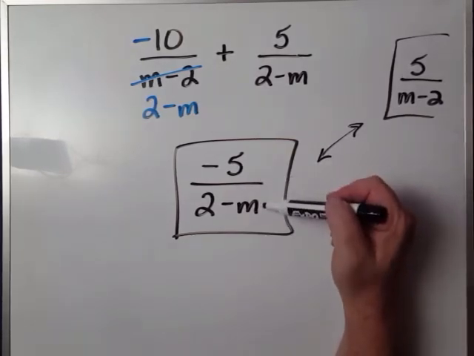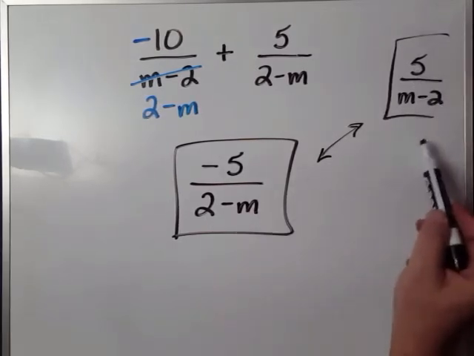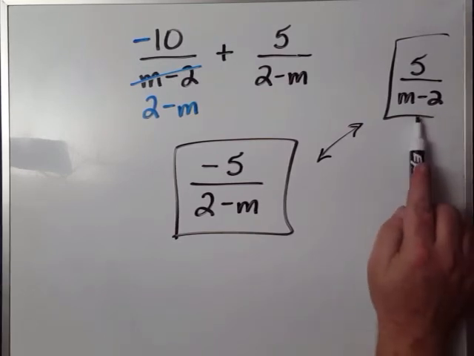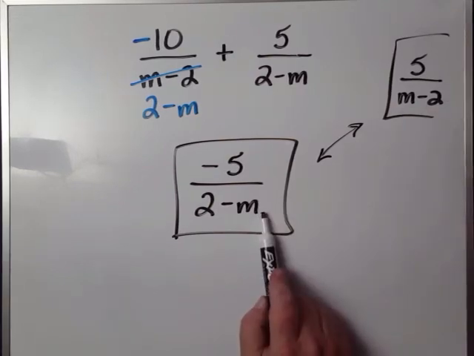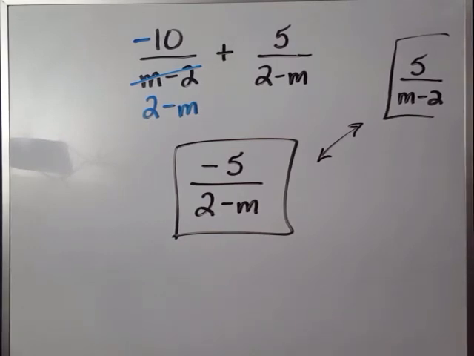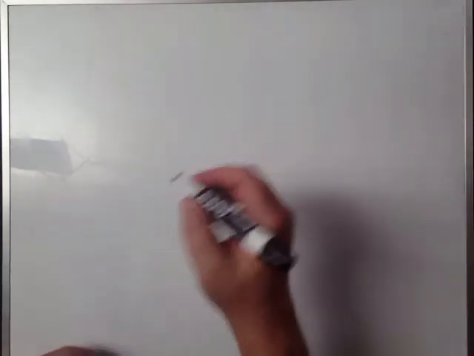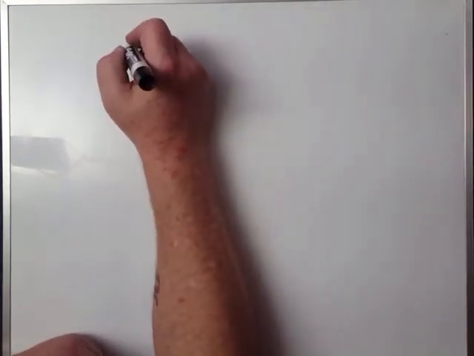Start from here. Take the opposite of the top and bottom. Doesn't that give you a positive 5 over m minus 2? Or start with that one. Take the opposite of the top and bottom. Doesn't that give you this answer? Either one is right, and it does not matter which way you do it. Let's work a few more of these. I did not mention it in the problem I just erased, but we did need to check it for lowest terms. I considered that one to be obviously in lowest terms.